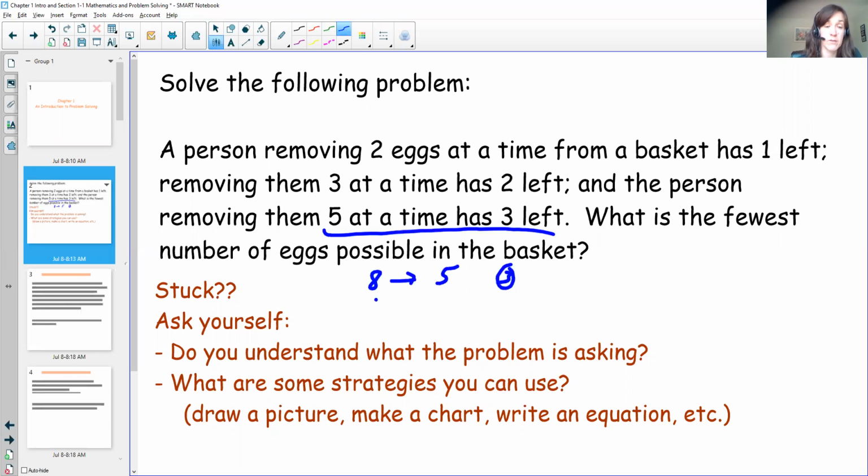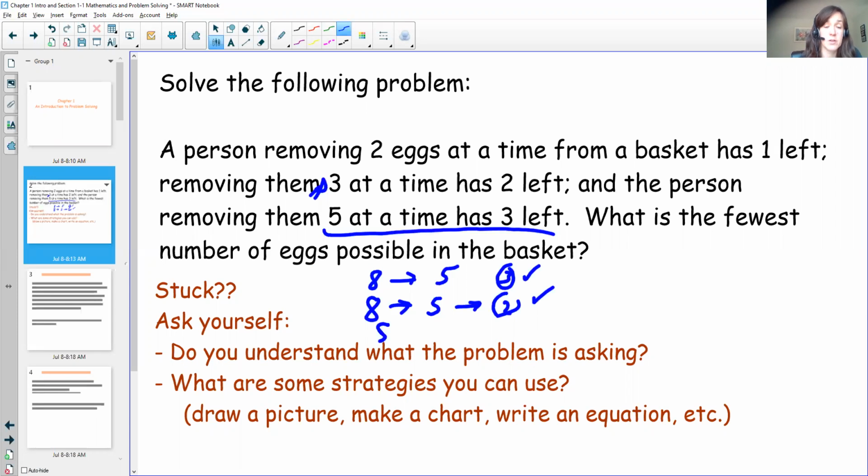It worked out. If I have 8 eggs, let's try the next category. I take out 3 at a time and I have 2 left. Let's see what happens. If I have 8 eggs, I take out 3. That leaves me with 5. If I take out 3 again, that leaves me with 2. That's a good thing. Check.